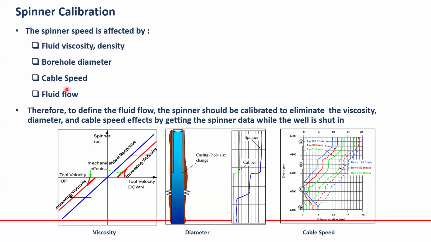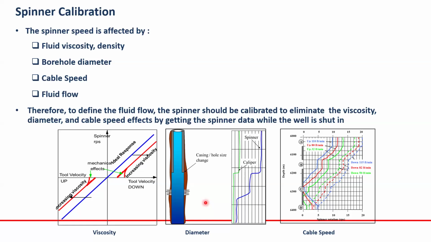Therefore, to define the fluid flow, the spinner should be calibrated to eliminate the viscosity, diameter, and cable speed effects by getting the spinner data while the well is shut in. So now we eliminate these and we run the tool. The well is shut in, no flow.